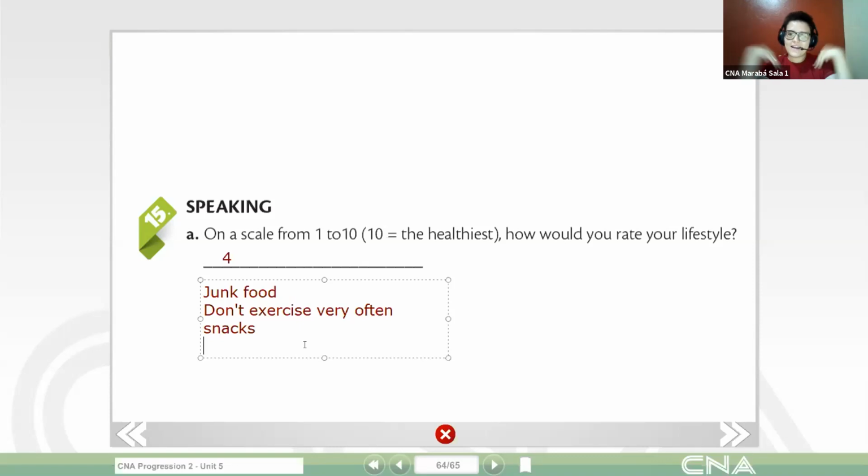So my lifestyle is not very healthy, and I consider it to be a 4. I need to get better. I need to eat better food, but it's not completely bad, because sometimes I need to exercise and then I go and exercise. Sometimes I don't eat a lot of junk food, so sometimes I am a little more controlled.